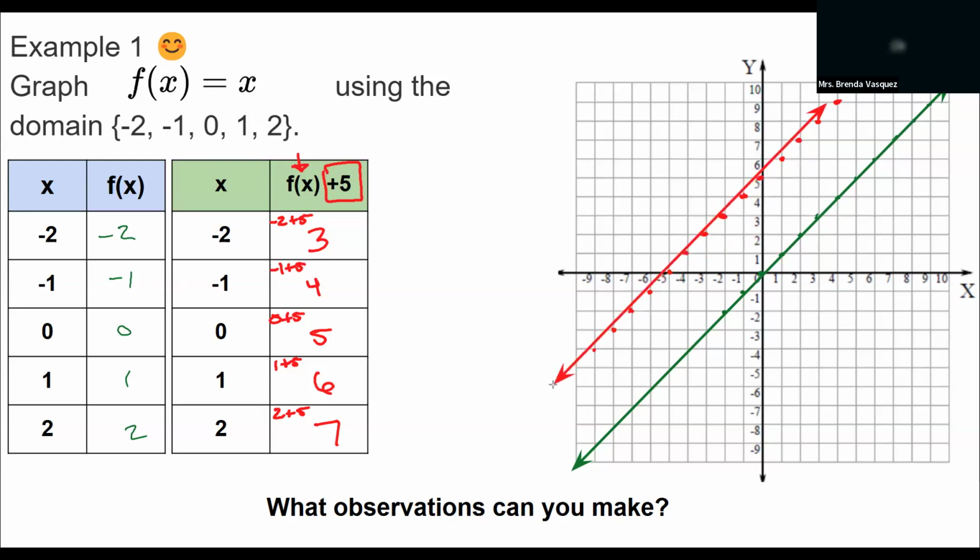All right, so let's graph this one. Now, in order for me to write this equation, what happened to my parameter here? My f of x over here was f of x equals x. How do we write this one? Well, I have f of x, and whatever is happening to it, we're going to add 5. So therefore, my function is going to be x plus 5.